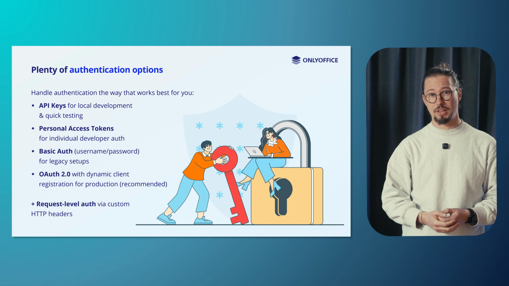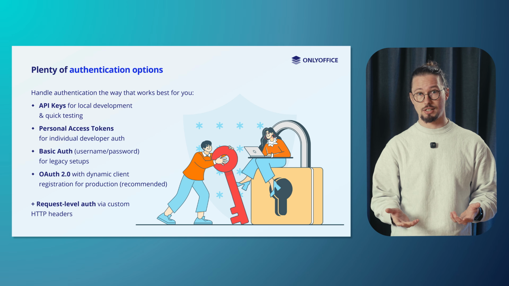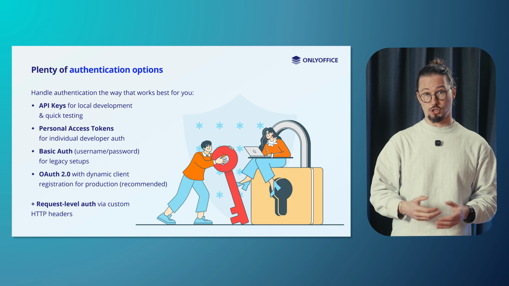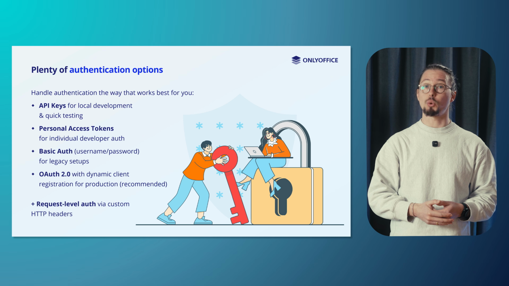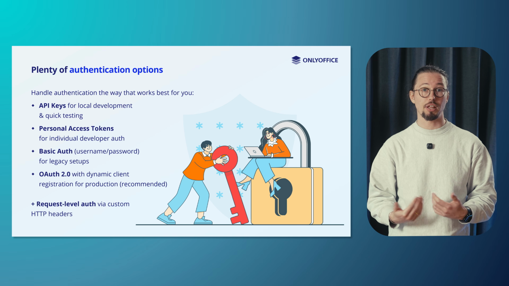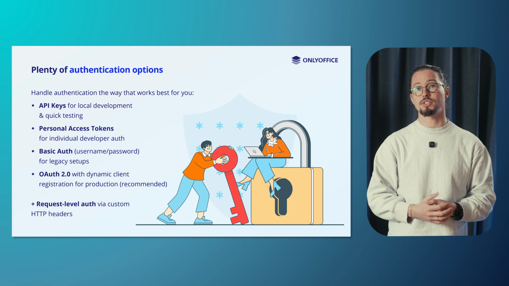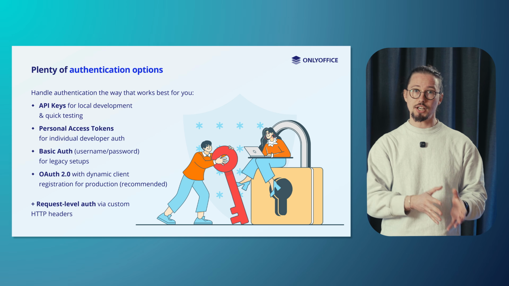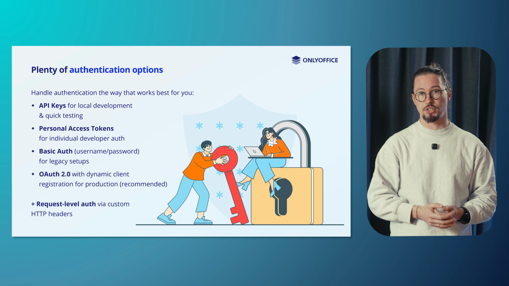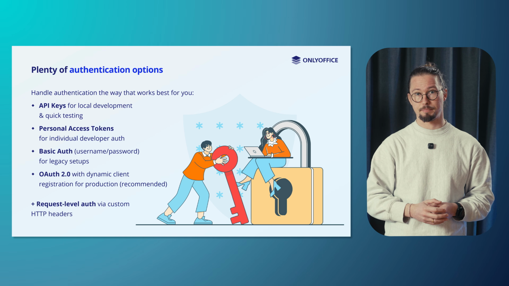Next, authentication. Because none of this matters if you can't secure it. The server supports 4 methods, and which one you choose depends on your use case. API keys are the simplest option, great for local development and quick testing. Personal access tokens let individual developers authenticate without sharing a team-wide key. Basic authentication with username and password is there for legacy setups. And for production environments, there's OAuth 2.0 with dynamic client registration, which is the most robust option and the one we'd recommend for anything user-facing.